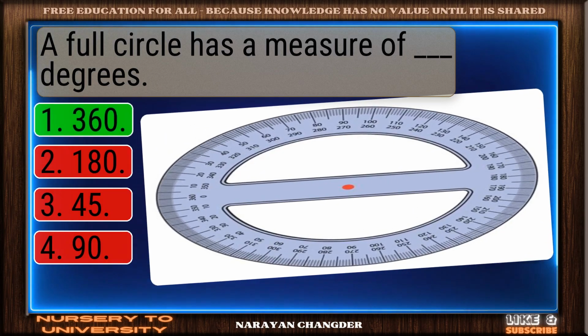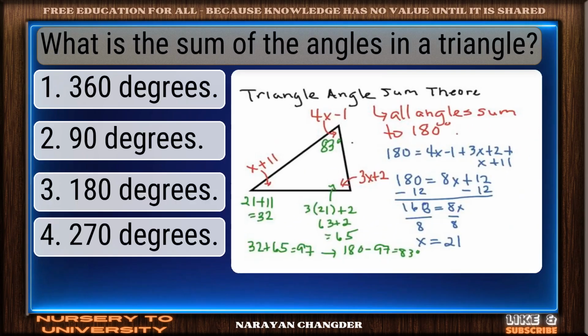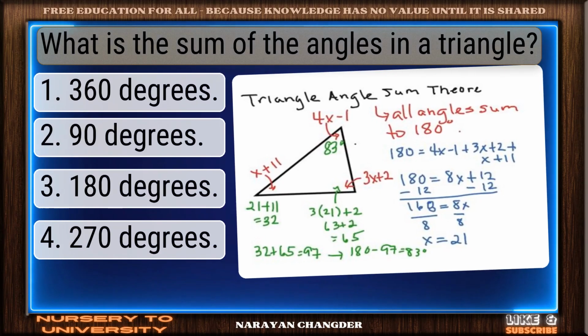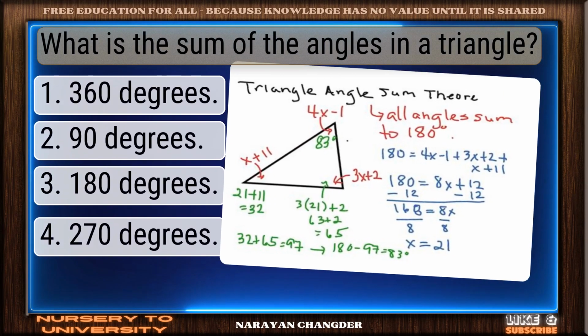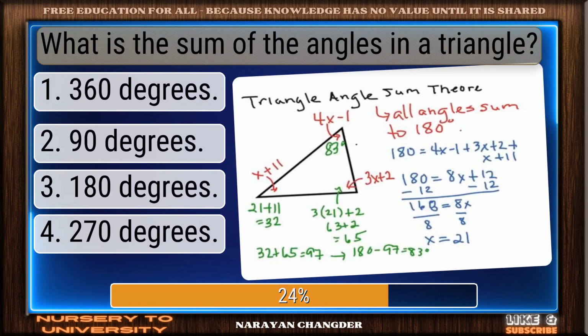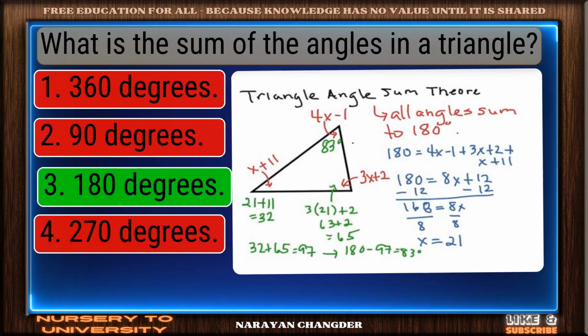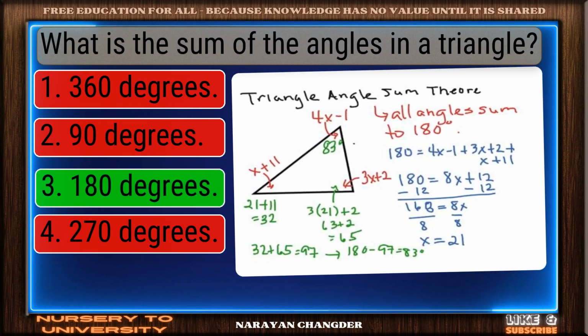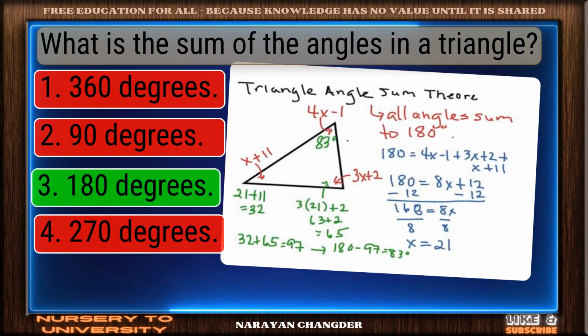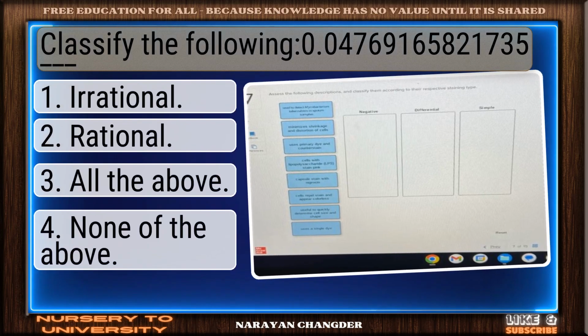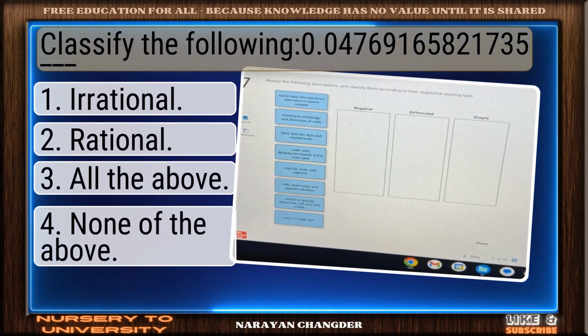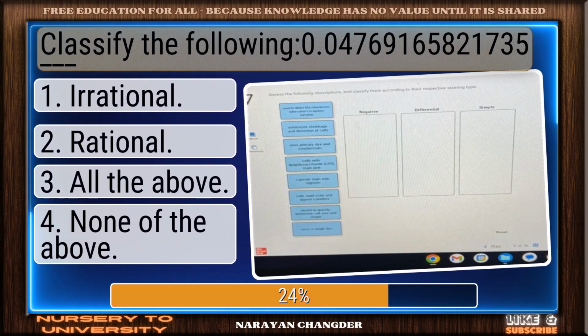Right choice. 360 is the best answer. Question number 210. What is the sum of the angles in a triangle? Well picked. 180 degrees is the correct answer. Question number 211. Classify the following 0.0476658221 scene 35 dash.